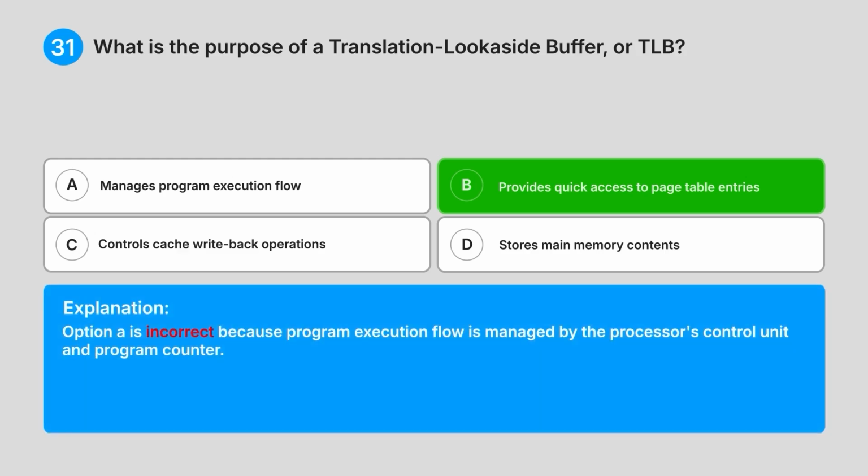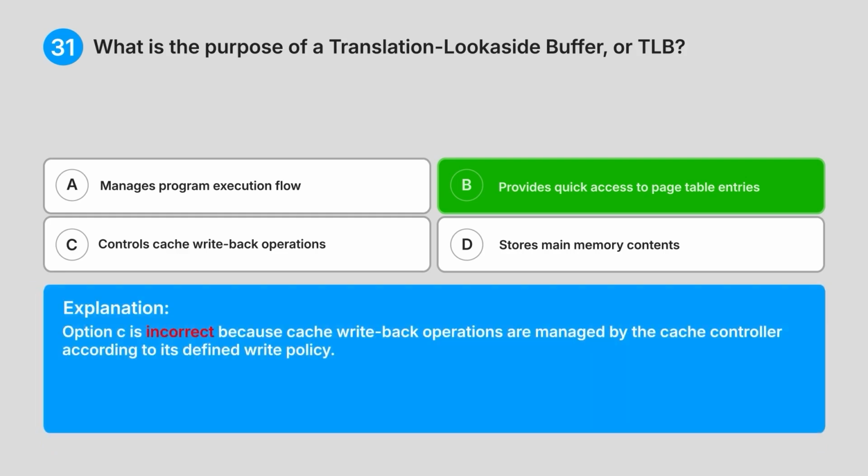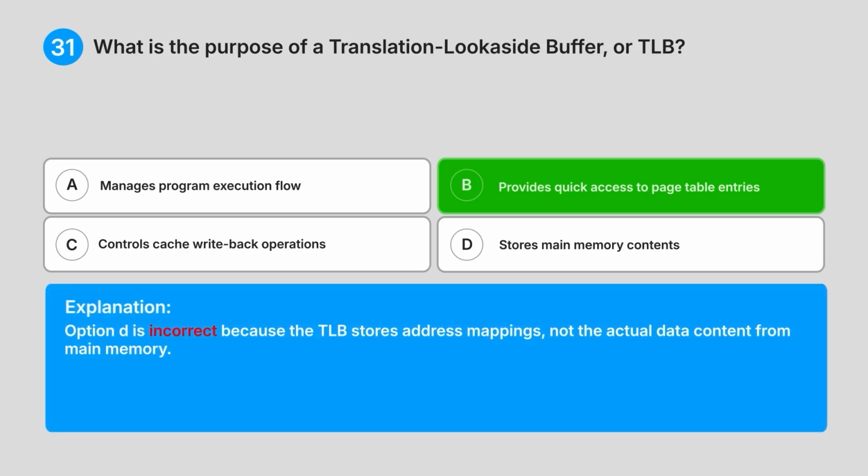Option A is incorrect because program execution flow is managed by the processor's control unit and program counter. Option C is incorrect because cache write-back operations are managed by the cache controller according to its defined write policy. Option D is incorrect because the TLB stores address mappings, not the actual data content from main memory.